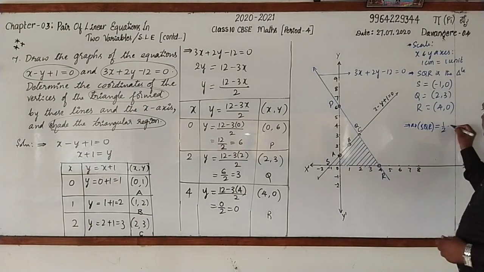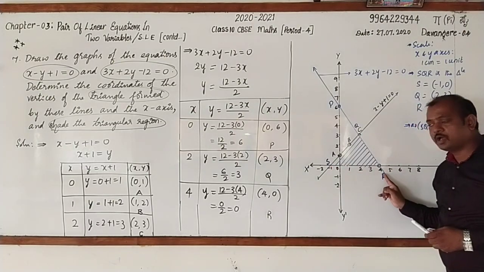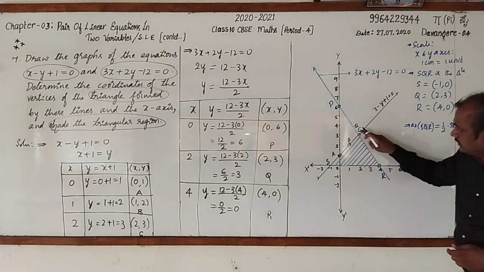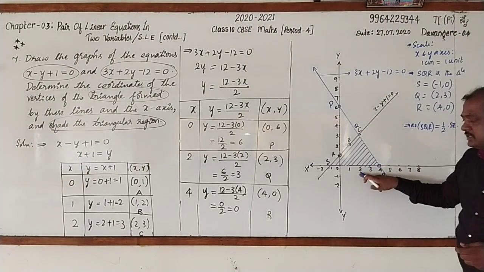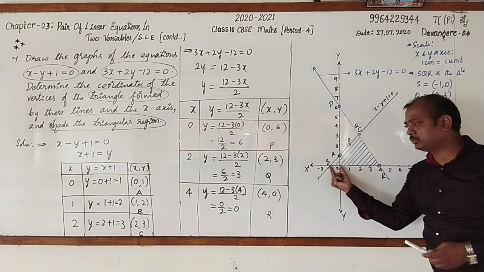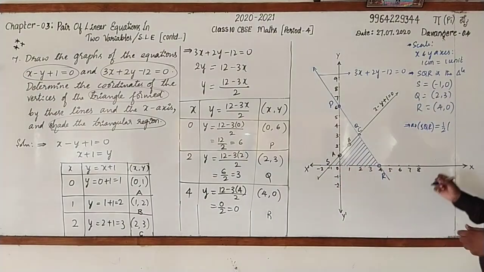See, half into base. What is the base? Here, from S to R. And the height, Q to the x-axis. Directly we shall go for writing the value. Half into base. How many units? Count: 1, 2, 3, 4, 5. 5 units.